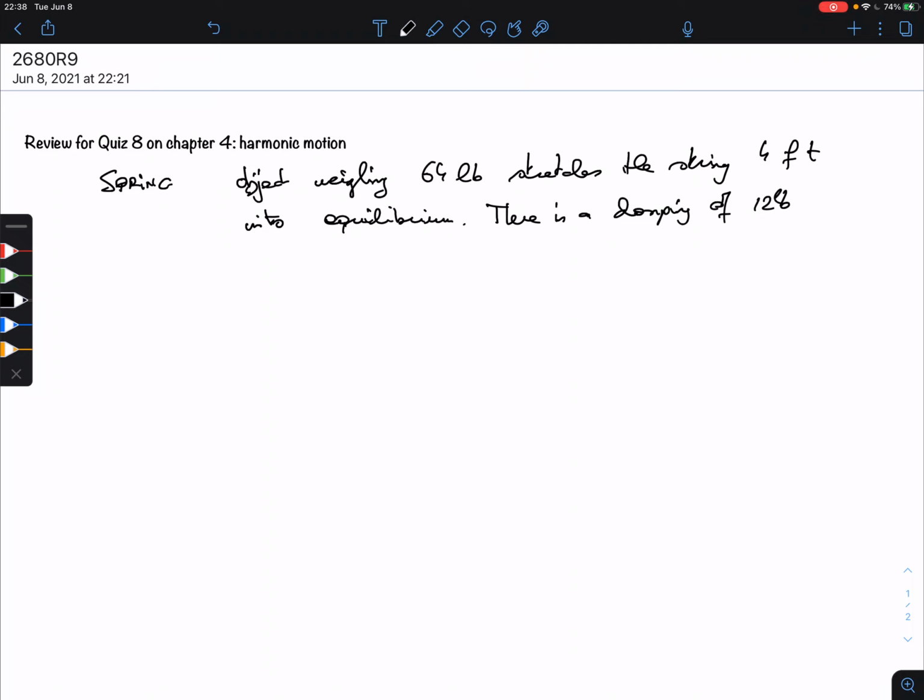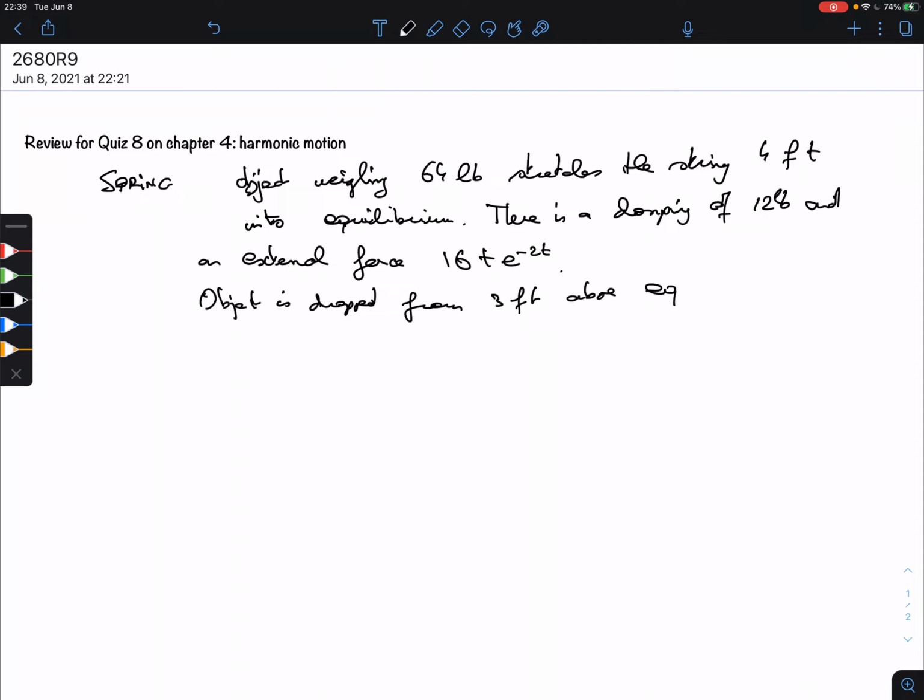And there's an external force given by the equation 16t e to the minus 2t. And the object is dropped from 3 feet above equilibrium. So this is all the data, and so now what's the displacement? Okay, so what is y?